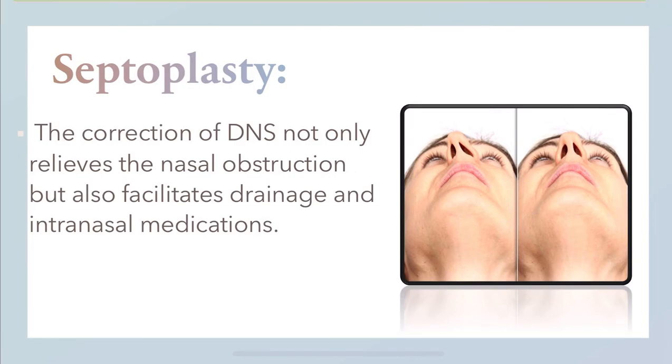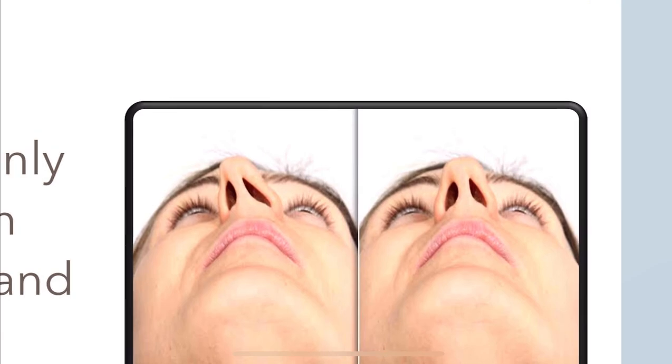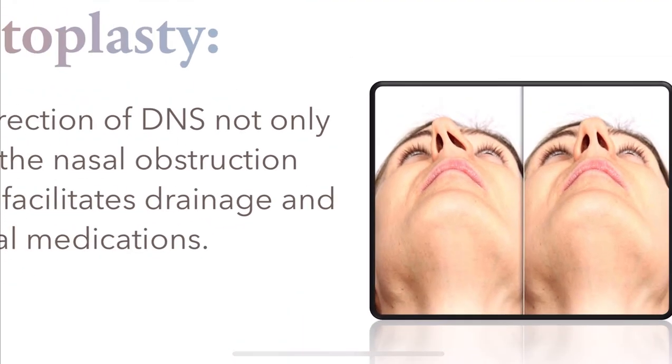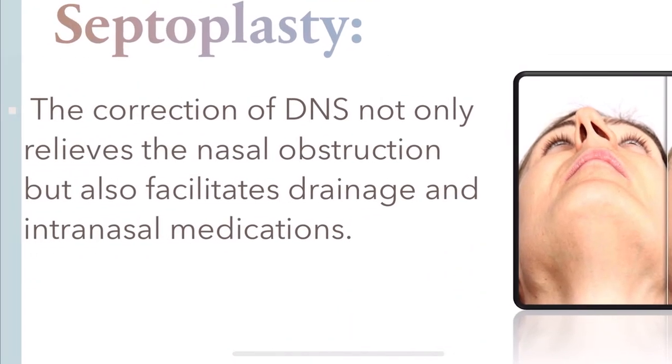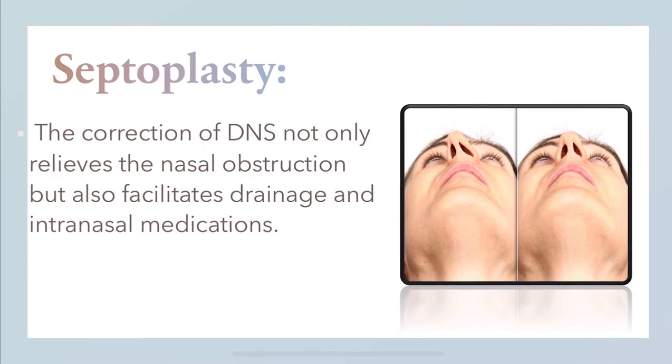Then another method, surgical intervention, is septoplasty. The correction of a deviated nasal septum not only relieves the nasal obstruction, but it will also facilitate the drainage and intranasal medications. So guys, this deviated nasal septum as a complication of allergic rhinitis can be corrected with the help of septoplasty. Once this is relieved, the nasal obstruction has been removed and it will facilitate the drainage and intranasal medications.